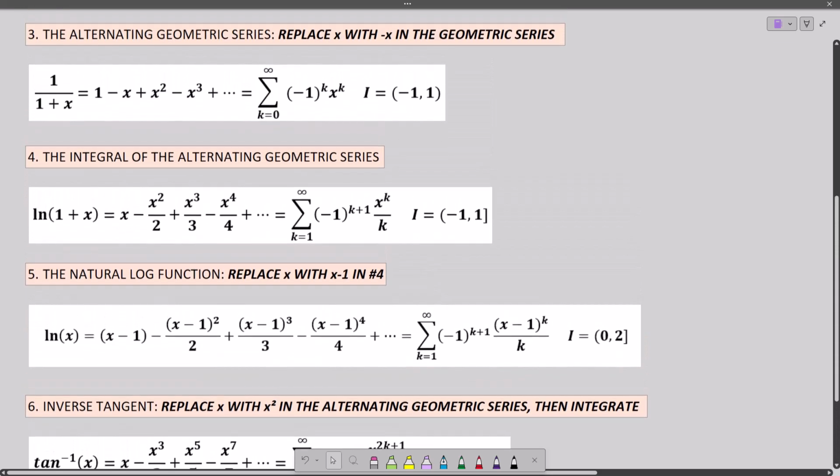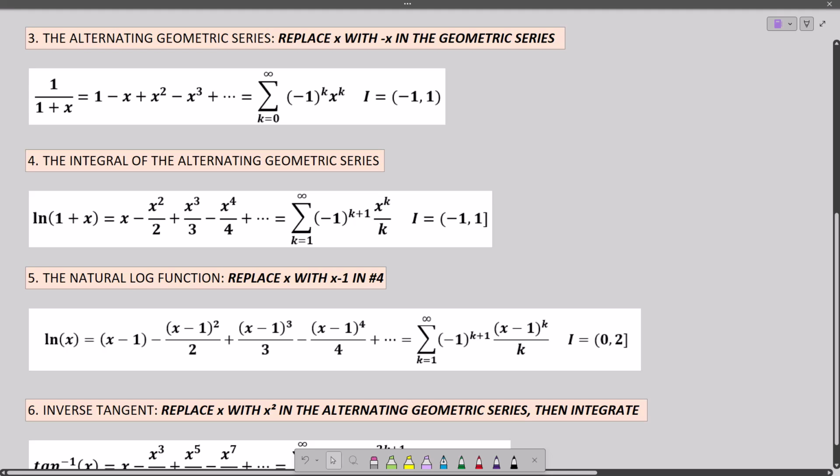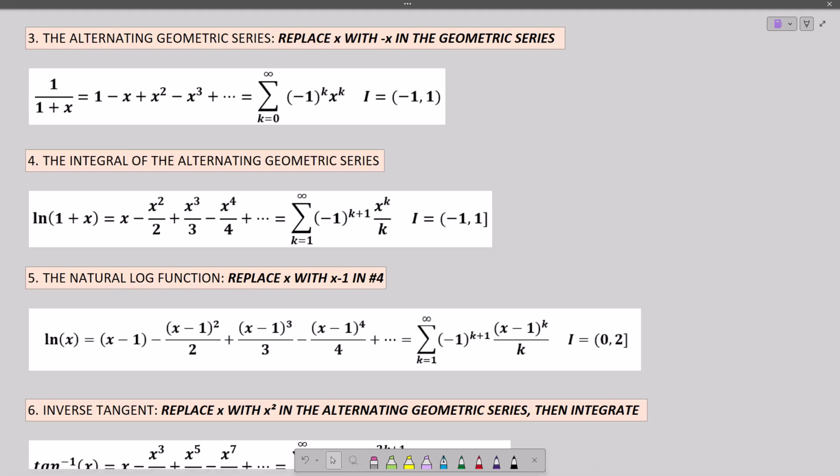So if you look at this alternating geometric here, imagine replacing the x with x squared. If you replace that x with x squared and all the way down, what is the integral of 1 over 1 plus x squared? Integral of 1 over 1 plus x squared. Integral of 1. Tangent? What kind of tangent? Inverse. Inverse tangent.